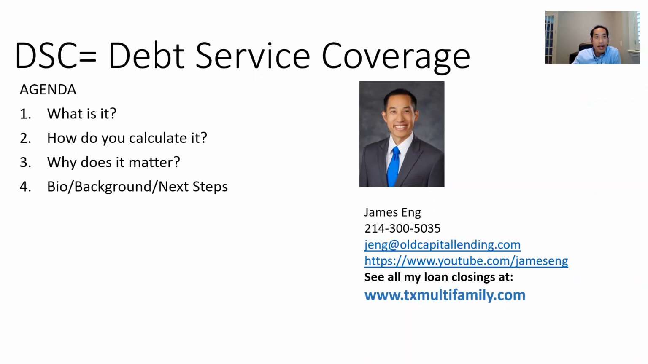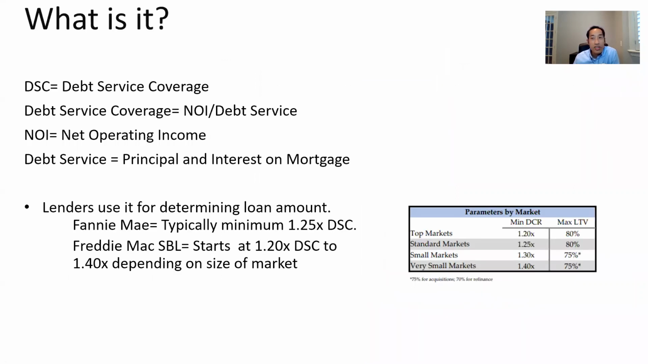Today we're talking about debt service coverage: what it is, how do you calculate it, and why does it matter? Debt service coverage, or DSCR or DSC, is essentially your NOI divided by your debt service. NOI is net operating income, and debt service is your principal and interest on your mortgage. Lenders use this for determining your loan amount.